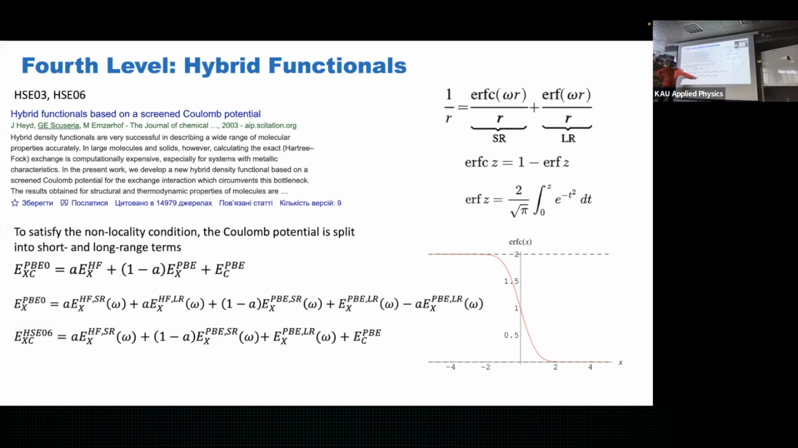Then we add some short range PBE exchange. So we create this part only with Hartree-Fock plus PBE. Then we add some long range interaction, which will be created by PBE. And we just have this correlation energy, which doesn't split into short range and long range. And now, when we work only in short range, so in local, it means that long range goes to 0.